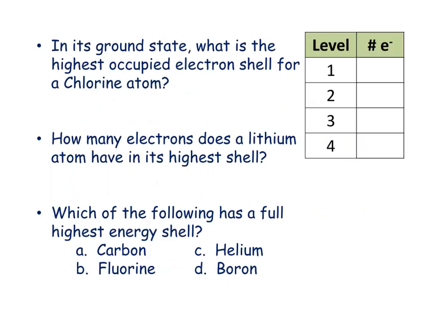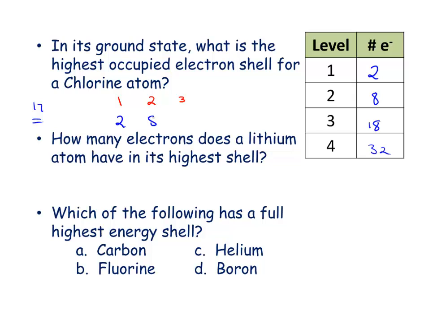Let's use what we know about the energy levels of electrons to answer a couple of questions. First off, in its ground state, what is the highest occupied electron shell for a chlorine atom? Well, chlorine is atomic number 17. Energy level 1 can hold 2 electrons. Energy level 2 can hold 8 electrons. Energy level 3 can hold up to 18. And energy level 4 can hold up to 32. So, with the chlorine atom, we could say how many electrons are in energy level 1, in energy level 2, and in energy level 3. Well, level 1 would be 2.